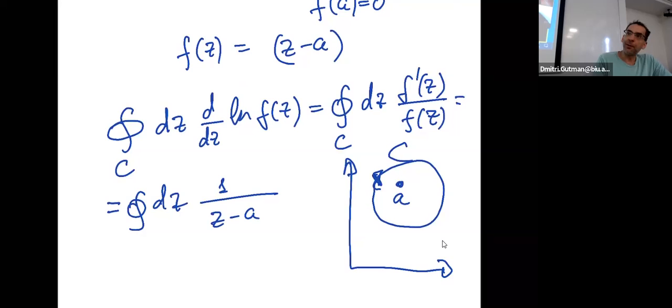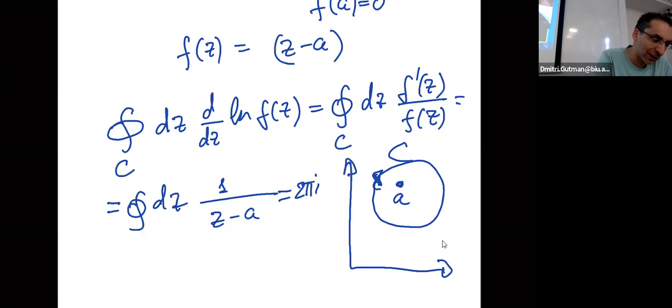So what is this integral? Yes, this is a function that has a simple pole. We need to compute the residue of this function at the point A. What is the residue of this function? 1. So the integral is equal to 2 pi i times 1. So what have we learned? We took a function z minus a, which had a simple zero in the complex plane, it vanished. And now I computed the integral of its logarithmic derivative, and I got that this integral is equal to 1, in units of 2 pi i.